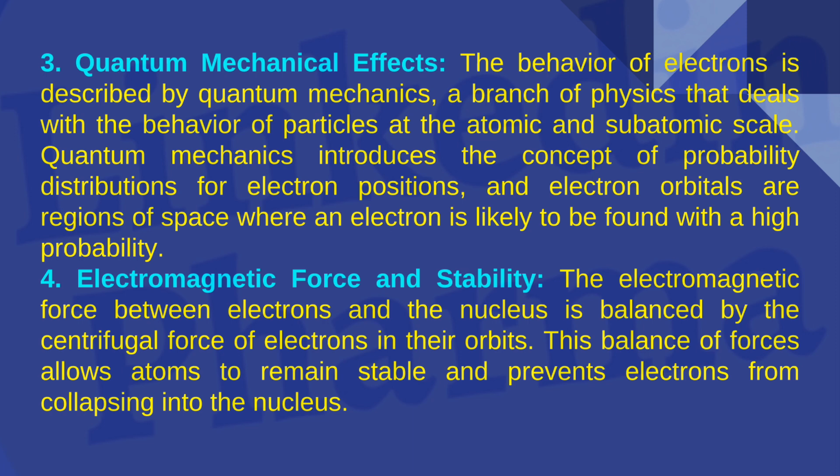4. Electromagnetic force instability. The electromagnetic force between electrons and the nucleus is balanced by the centrifugal force of electrons in their orbits. This balance of forces allows atoms to remain stable and prevents electrons from collapsing into the nucleus.